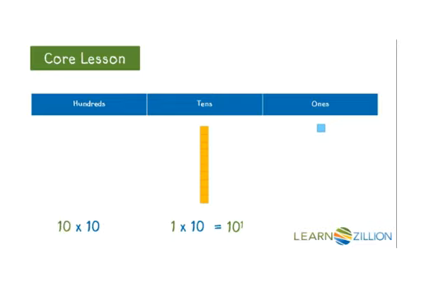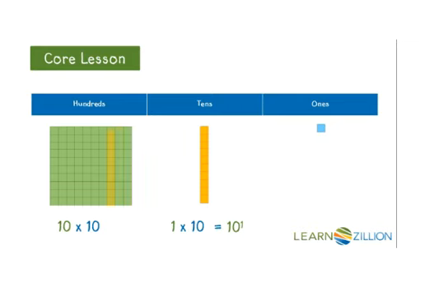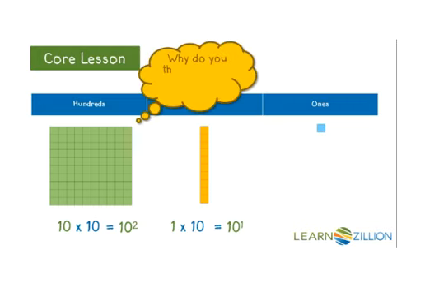When we take 10 and multiply it by 10, the value is increased 10 times for a result of 100. Again, the digits have shifted one place to the left in our place value chart. There are 10 groups of 10. We call this 10 to the second power, or 10 squared.